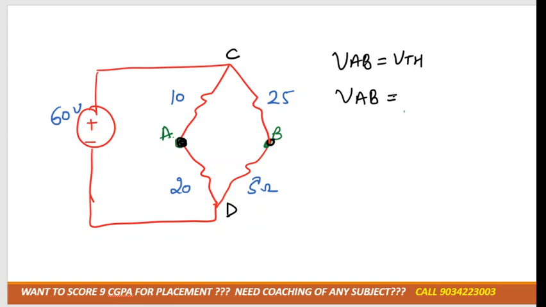The A and B will always be marked across the load resistance. Okay, always mark across the load resistance. So it can be VAC plus VCB, right? VAC according to Ohm's law, IAC into RAC, VCB according to Ohm's law, ICB into RCB, right? So how many meshes are there in this case?